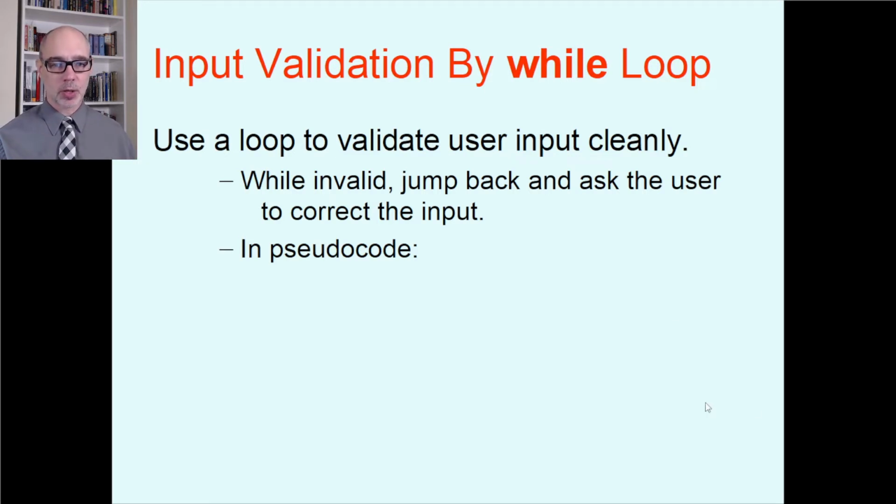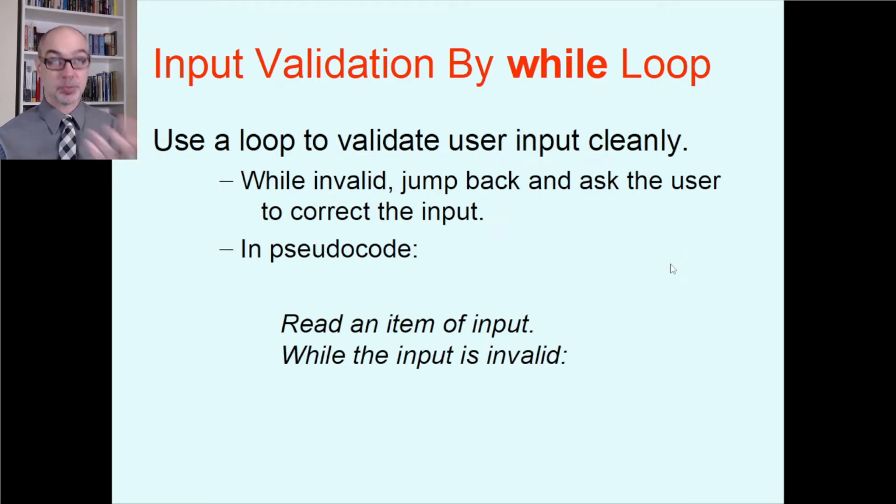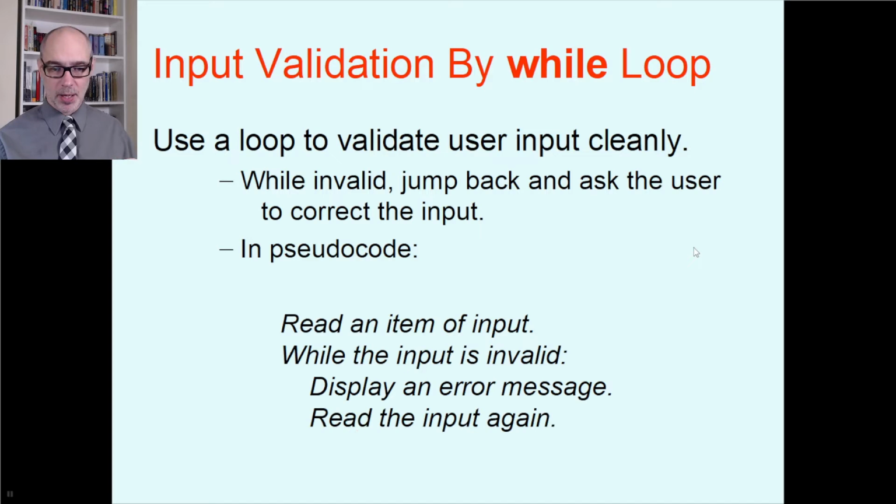So in pseudocode, it would look like this, right? Read an item of input, obviously that's a cin statement, plus a prompt. Then there's a while statement. While the input is invalid, display an error message, read the input again, which again is a prompt plus another cin statement. So this is really what ought to happen. You can see the exact code in the book.